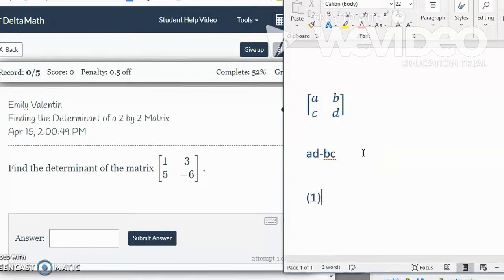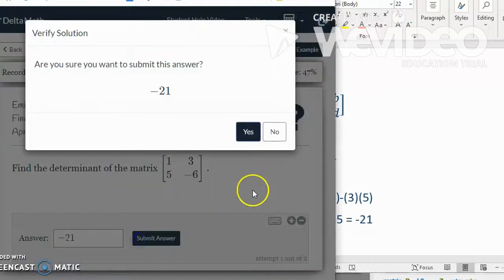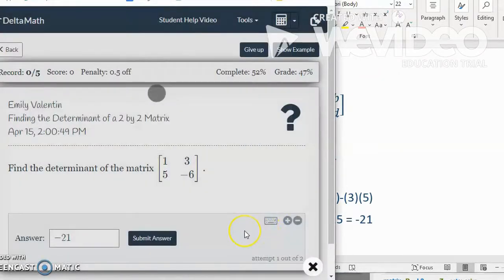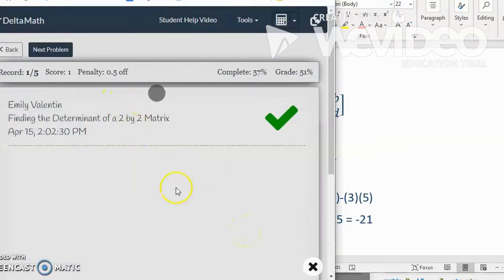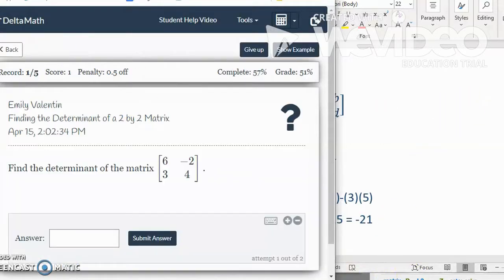So in that matrix, that would be 1 times negative 6. And we're subtracting the upper right times the bottom left. So 3 times 5. 1 times negative 6 is negative 6. Minus 15 gives us negative 21. Perfect. So let's do the next one using the calculator so we can see how that's done.